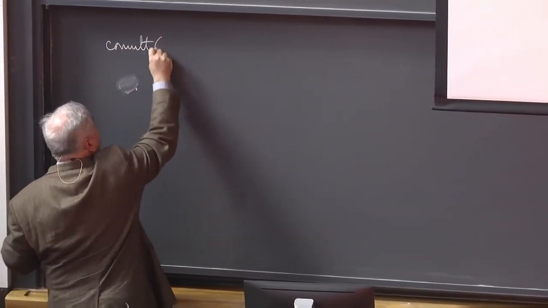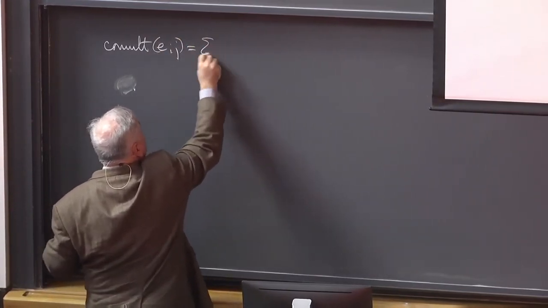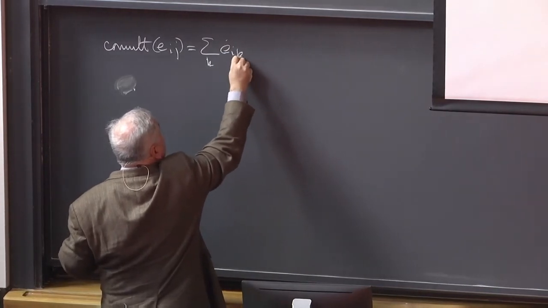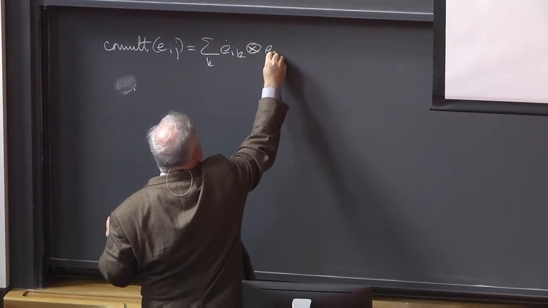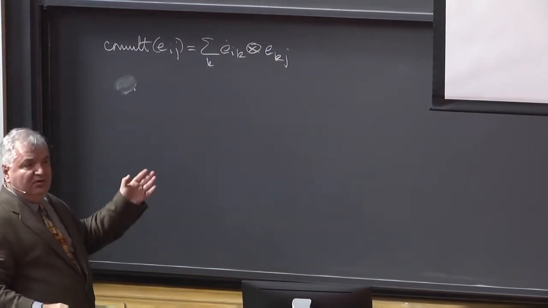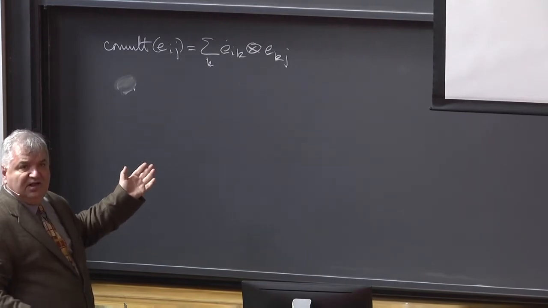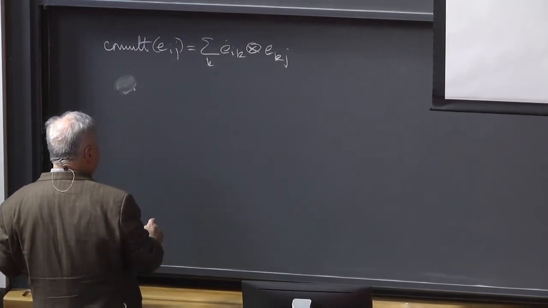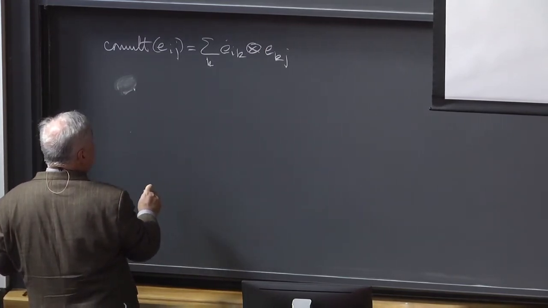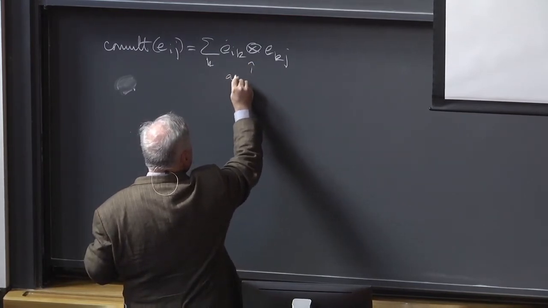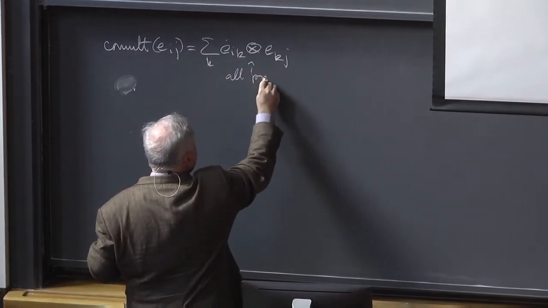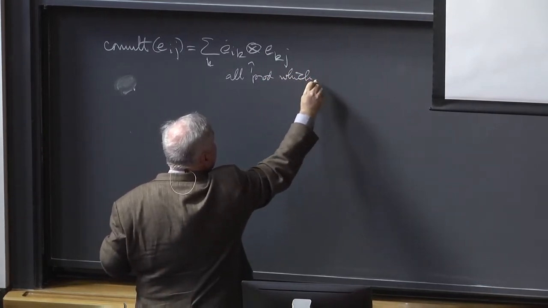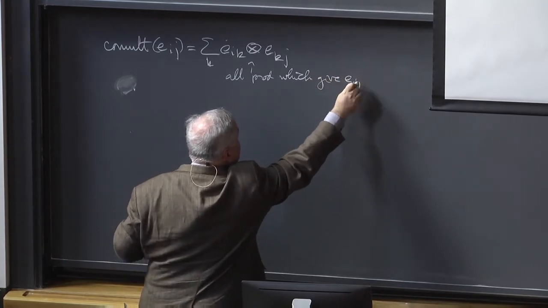So first of all, what is a co-multiplication? The co-multiplication of E_ij is equal to the sum over all k of E_ik tensor E_kj. So this is simply the linear dual of the multiplication. And this extends linearly. So now, let's do that. We're going to take this co-multiplication. Basically these are all products which give E_ij in a way.